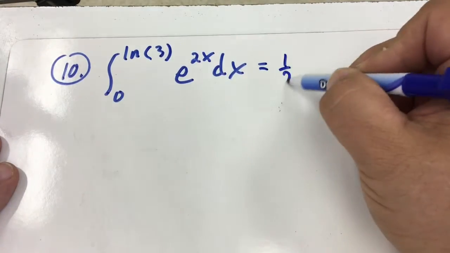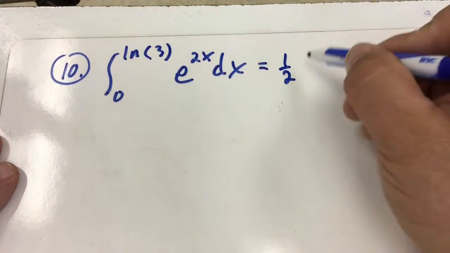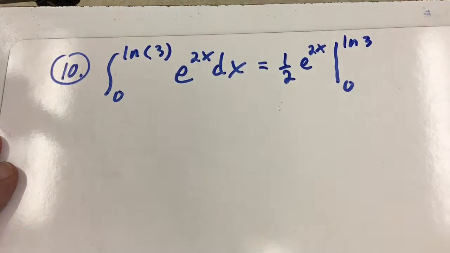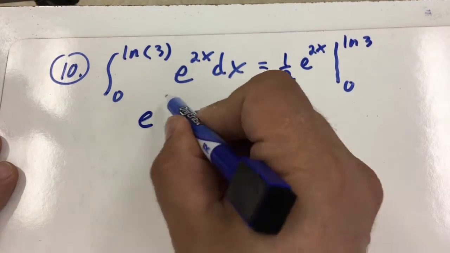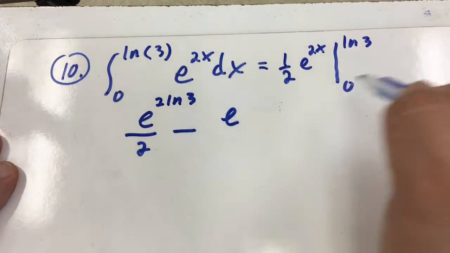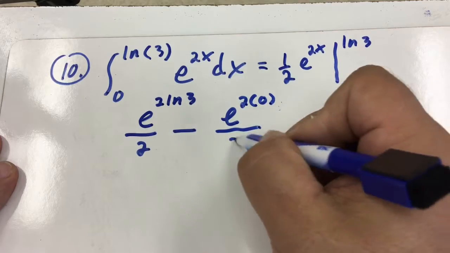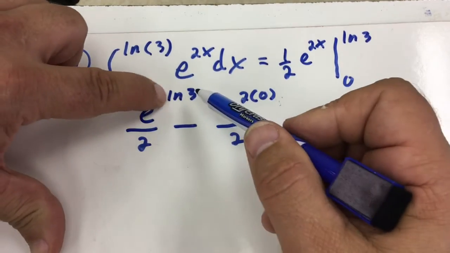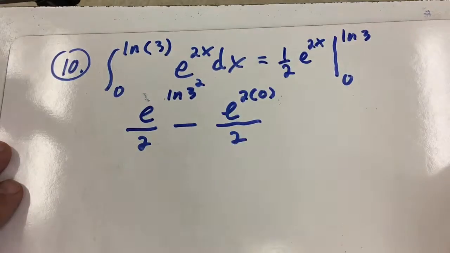That's going to give me 1 over 2, because I have to divide by the derivative of that, e to the 2x from 0 to ln of 3. So this is going to give me e to the 2 ln of 3 over 2 minus e to the 2 times 0 over 2. Now, when I have that 2 out front, that means I can bring it up and exponentiate it. So that's going to give me ln 3 squared, which is 9. So that's ln of 9.